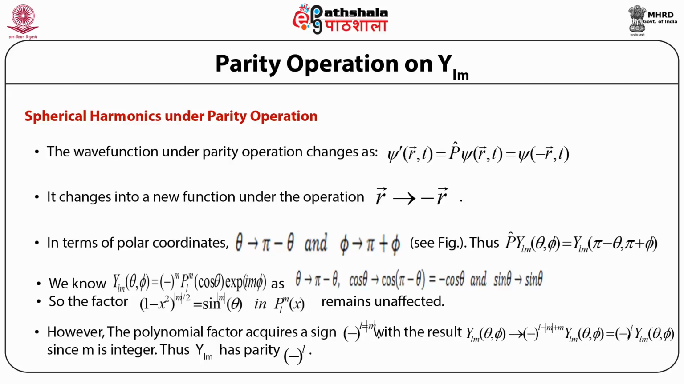However, the polynomial factor acquires a sign which is given by (-1) to the power L minus modulus m, with the result that the spherical harmonic Y_L^M(theta, phi) goes to (-1) to the power (L minus modulus m plus m) times Y_L^M(theta, phi), and this turns out to be equal to (-1)^L Y_L^M(theta, phi), since m is an integer. Thus, the spherical harmonic Y_L^M(theta, phi) has a parity (-1)^L.